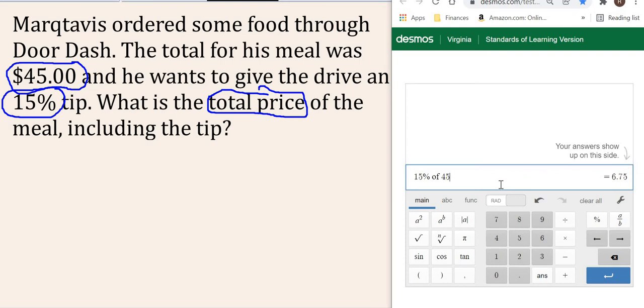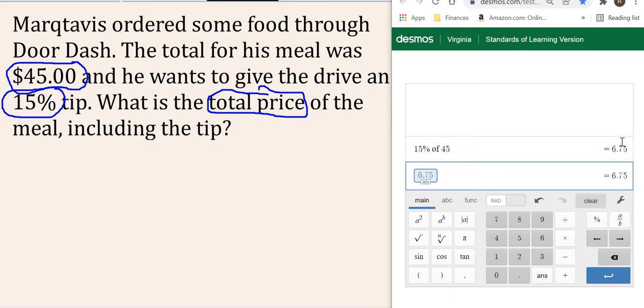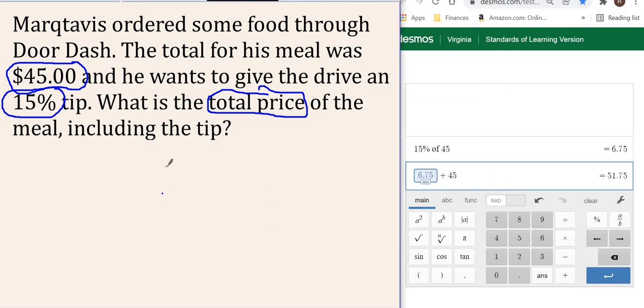$6.75 tip. But we want the total price. So see this little button down here? You can click on that or type the letters ANS and it brings down the amount of the tip. Then you add what the cost of the food was and there's your total.